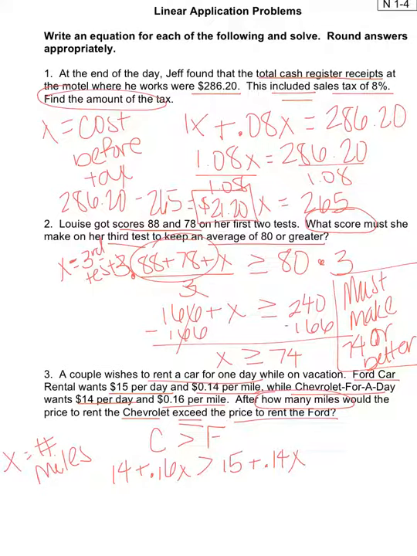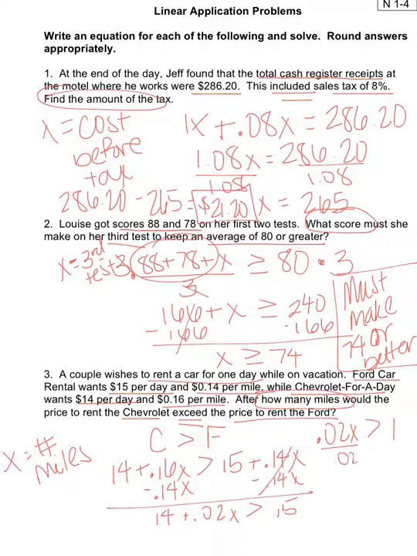Okay, so now we're going to need to solve this inequality. So I will subtract 0.14x. So that's 14 plus 0.02x is greater than 15. So I'll subtract 14 over, so I should end up with 0.02x is greater than 1, because I'm subtracting 14 over. Once I divide that, you should get x is greater than 50.